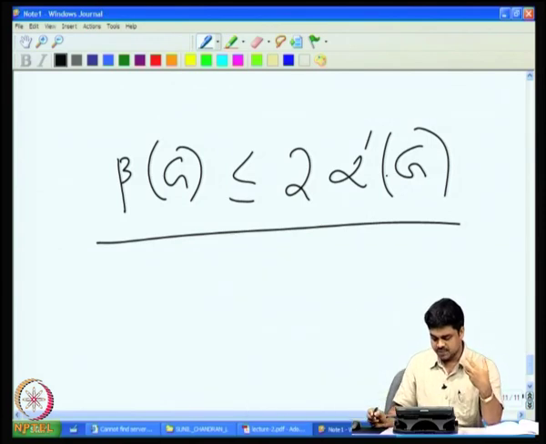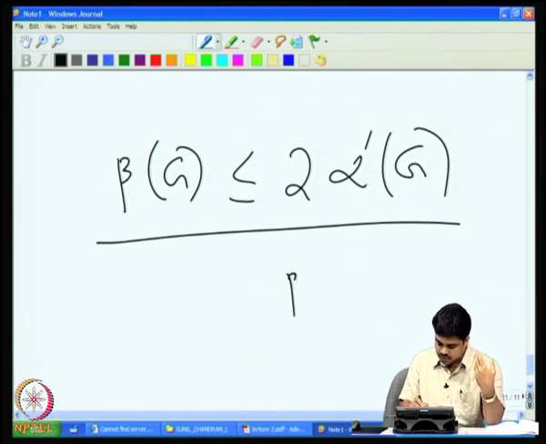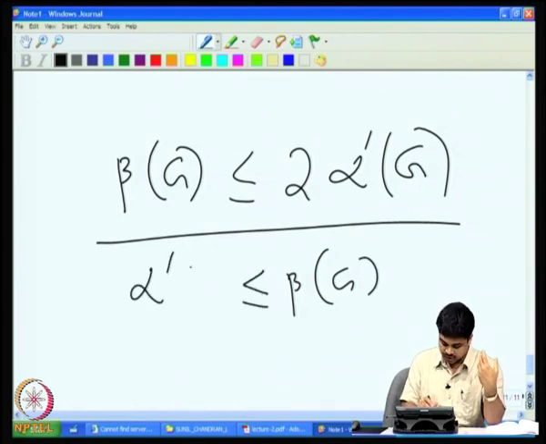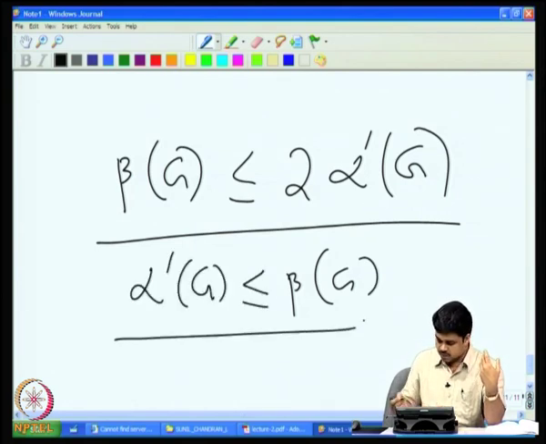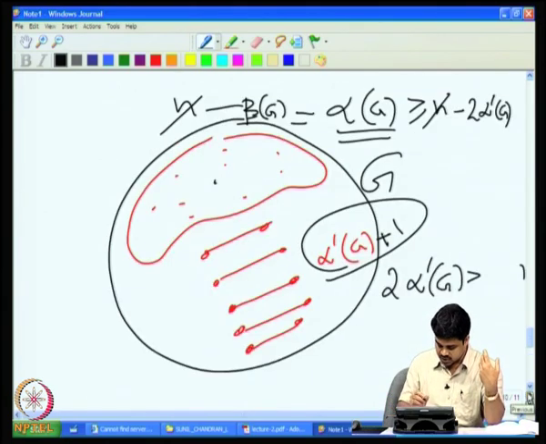So, alpha dash of G is less than or equal to 2 times alpha dash of G, but is it possible that it is even less than alpha dash of G or bigger than alpha dash of G? Some thought will reveal that this beta of G has to be always greater than or equal to alpha dash of G, because if you consider any matching, for instance, let us go back to the matching here.